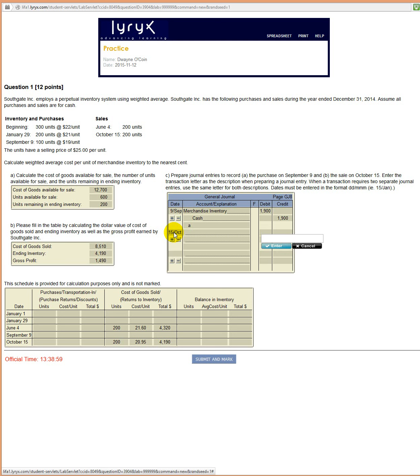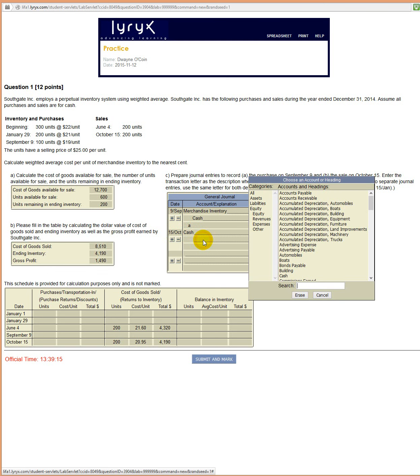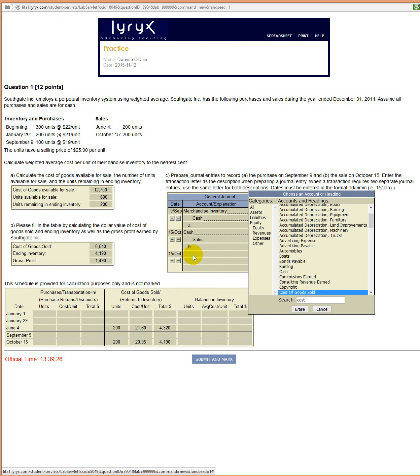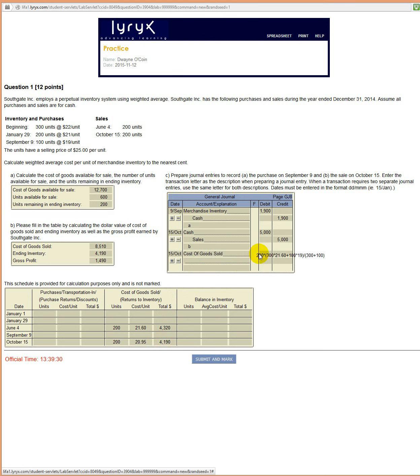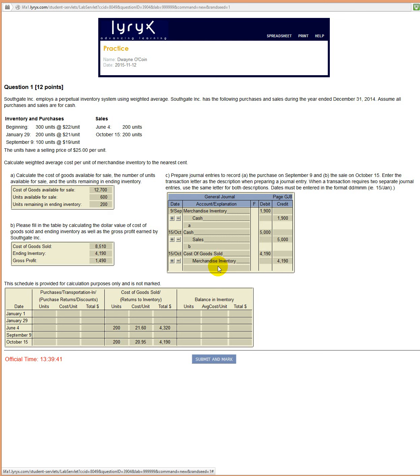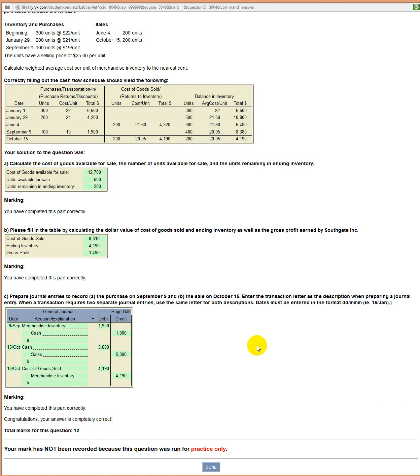Then on the 15th of October, we sold 200 units for a value of 25. And so that means we got cash and we have sales for that, and that's transaction B. Drag that same date down to the next part, and this is the cost of goods sold. And that's this number that we calculated down here, so we can just grab that and drag it up here. And drag that there to the credit, and the credit will be merchandise inventory. Also transaction B. So, that should be everything. Let's see what lyrics thought. Lyrics agrees with us. We're done.